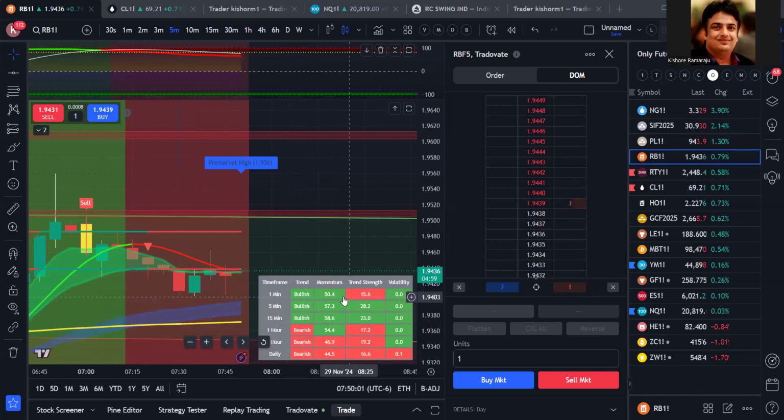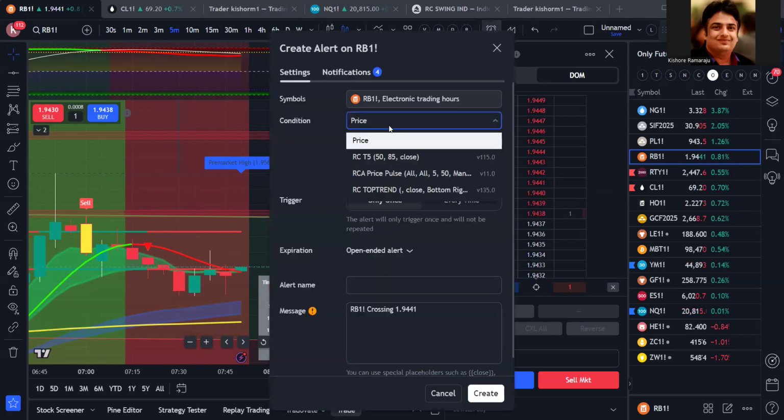But this one is overall, if you see, right, RB made nearly 0.8%. Even it's a holiday, it moved to nearly 0.8. Crude oil also 0.73. Heating oil also 0.72. That means overall on the day they are bullish. So I can still go ahead and create a buy alert.